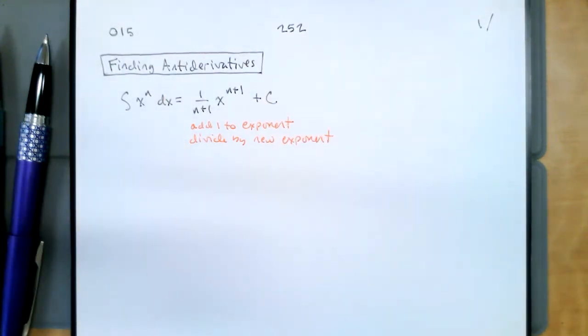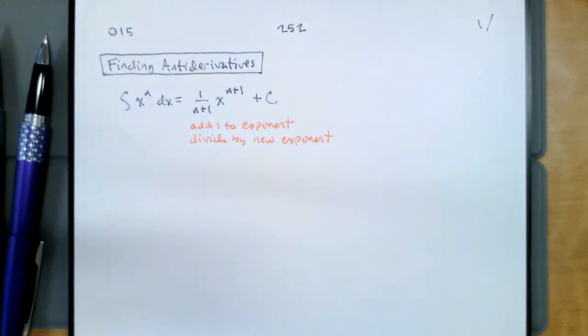The reason I like to start with this is that this is the inverse of the process that we learned for derivatives. For derivatives, the derivative of x to the n, we multiply by the exponent and then subtract 1 from the exponent. So if we're going to invert that process, we do the inverse operation in reverse order. The last thing that happened is we subtract 1 from the exponent. So inverting, the first thing that happens is we add 1 to the exponent.